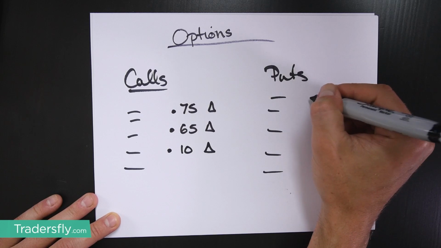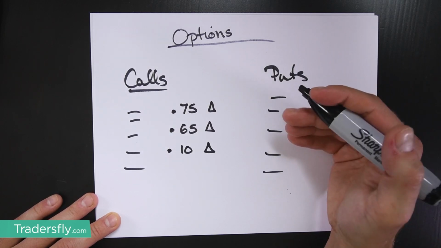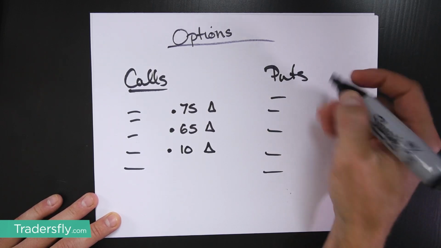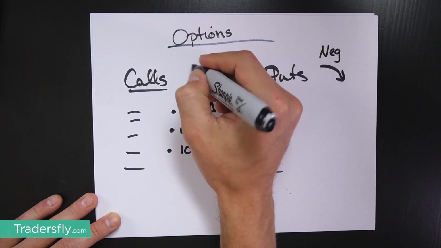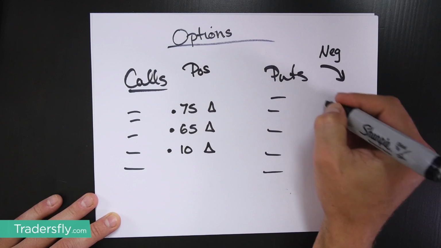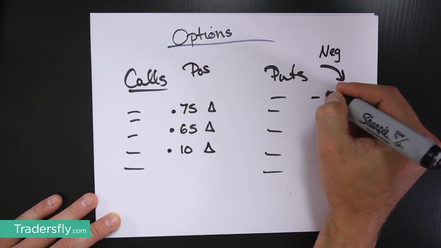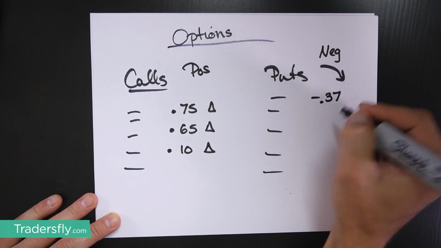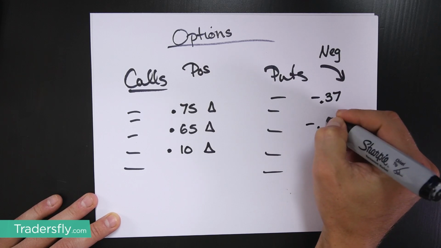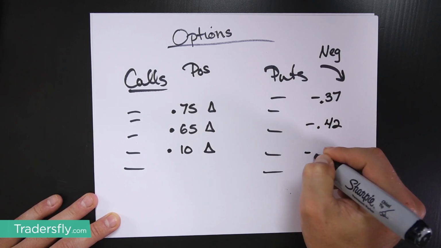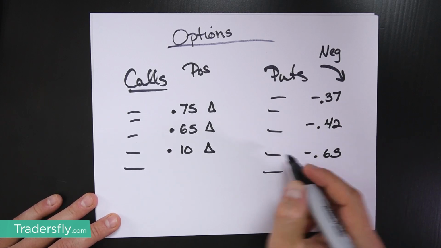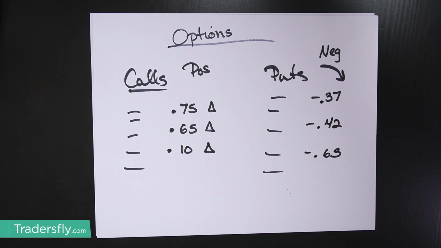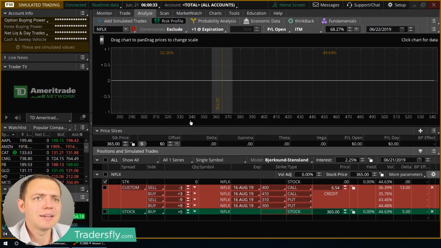Puts are usually going to be negative delta, because if you buy a put, you're looking for the stock price to go down. So these are negative delta, and these calls are positive delta. So a put might be, let's say, negative 37 delta, negative 42 delta, negative 63 delta. So these are negative, these are positive. That's the only difference.